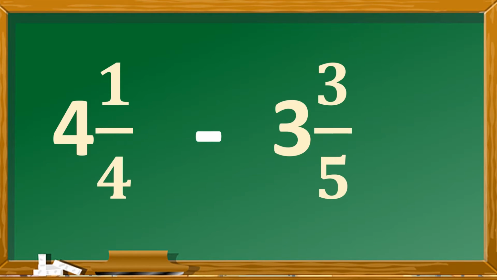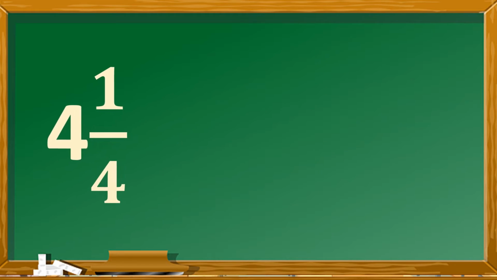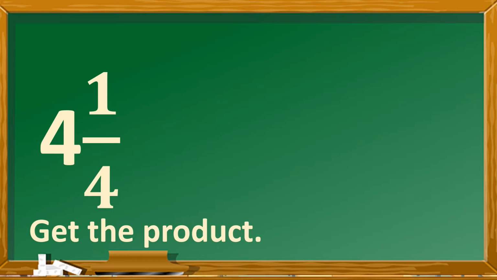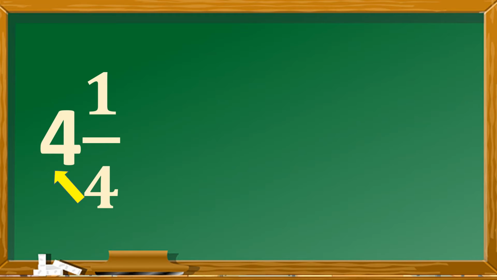Let's subtract these two mixed fractions. 4 and 1/4 minus 3 and 3/5. Tulad na nabanggit kanina, an easy way is to convert them into improper fractions. So, simulan natin sa 4 and 1/4. First thing is, we need to get the product of 4 and 4. And the product will be added to the numerator.